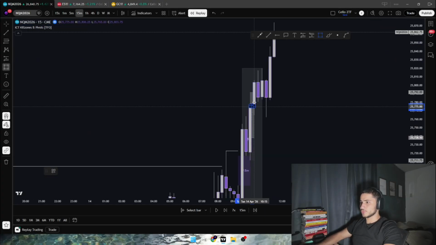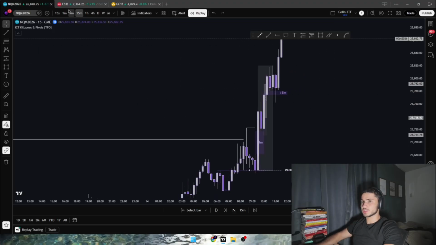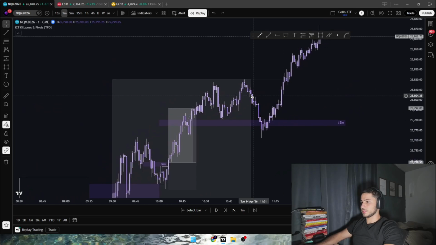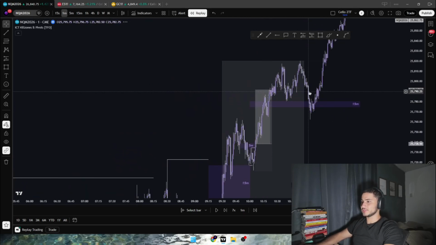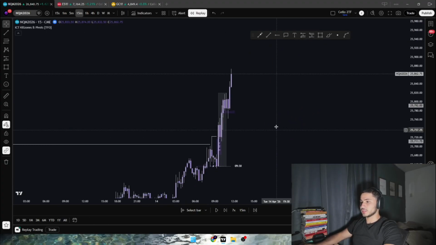So we tapped into this gap as well. And what did we do? 50-minute gap. We tap into the gap and we just expand higher. As we see right here, tap in and go. I only trade the AM session mostly, and this was after the session, so I also did not take that trade.